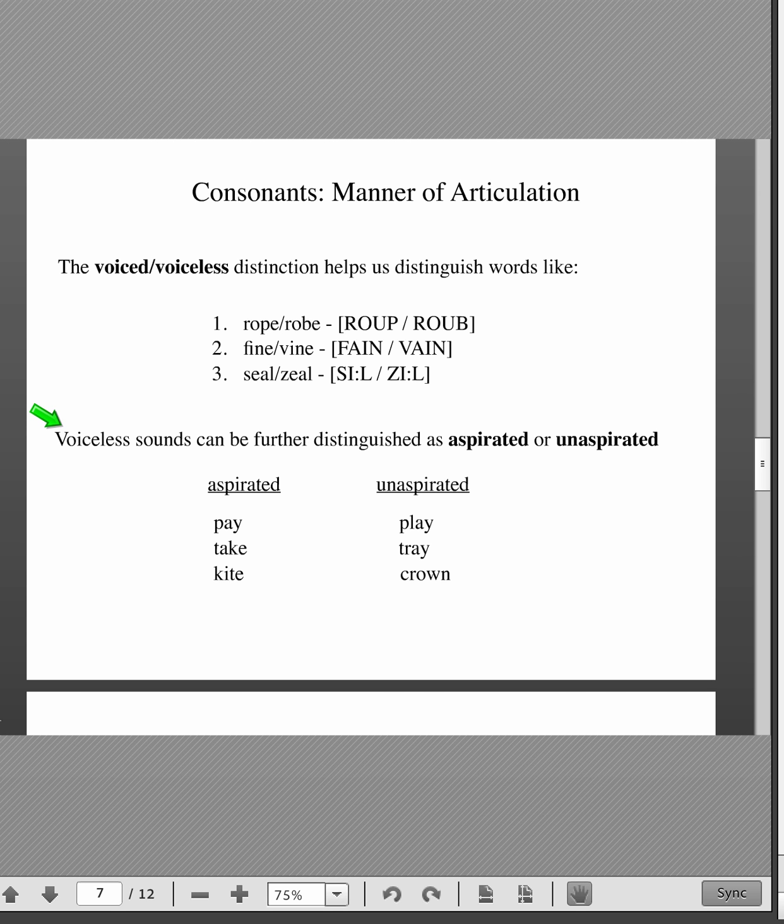Zzz. Voice consonant, like in robe, it ends in a voice consonant b. If you say rope, it ends in a voiceless. Fine, vine, F and V, those are voiceless, voiced. S and Z, also voiceless, voiced. Seal, zeal.